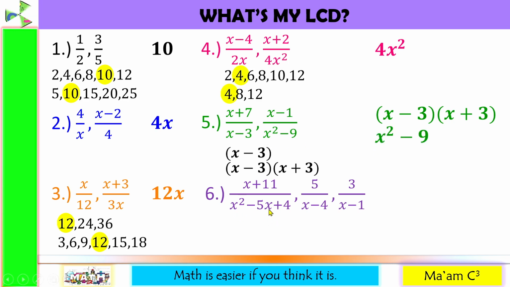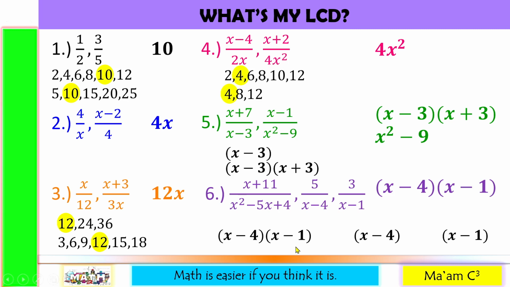For the last one, we have to determine the factors of this denominator, and that would be quantity x minus 4 times x minus 1. Our second denominator is x minus 4, and our third denominator is x minus 1. X minus 4, I already have 1 x minus 4 here. X minus 1, I already have 1 x minus 1 here. So the LCD is 1 of x minus 4 and of x minus 1, which these two are actually the factors of this denominator, x squared minus 5x plus 4.